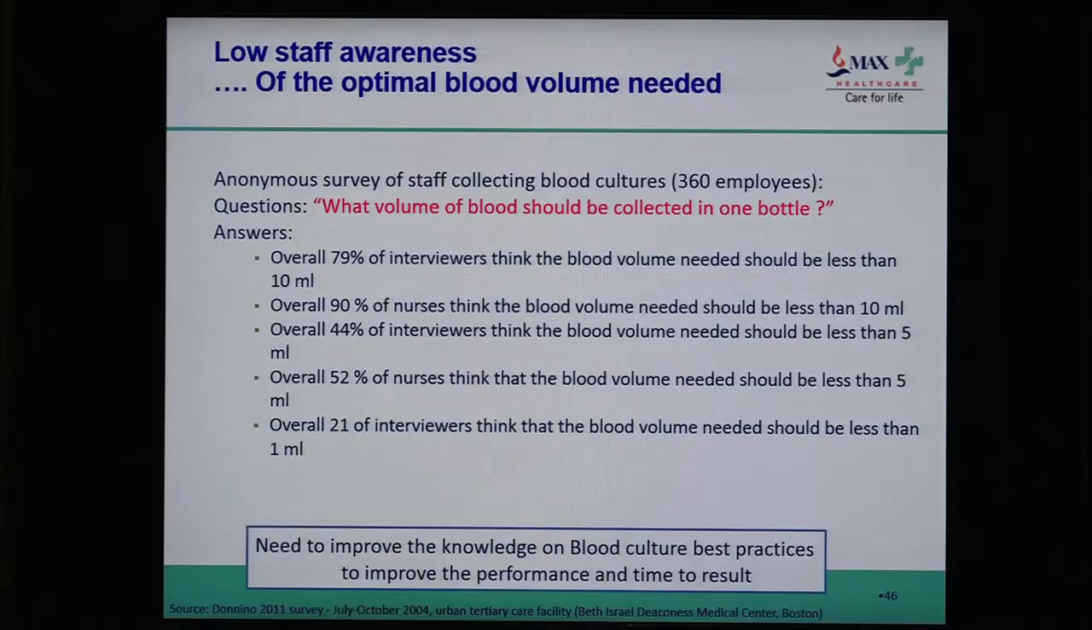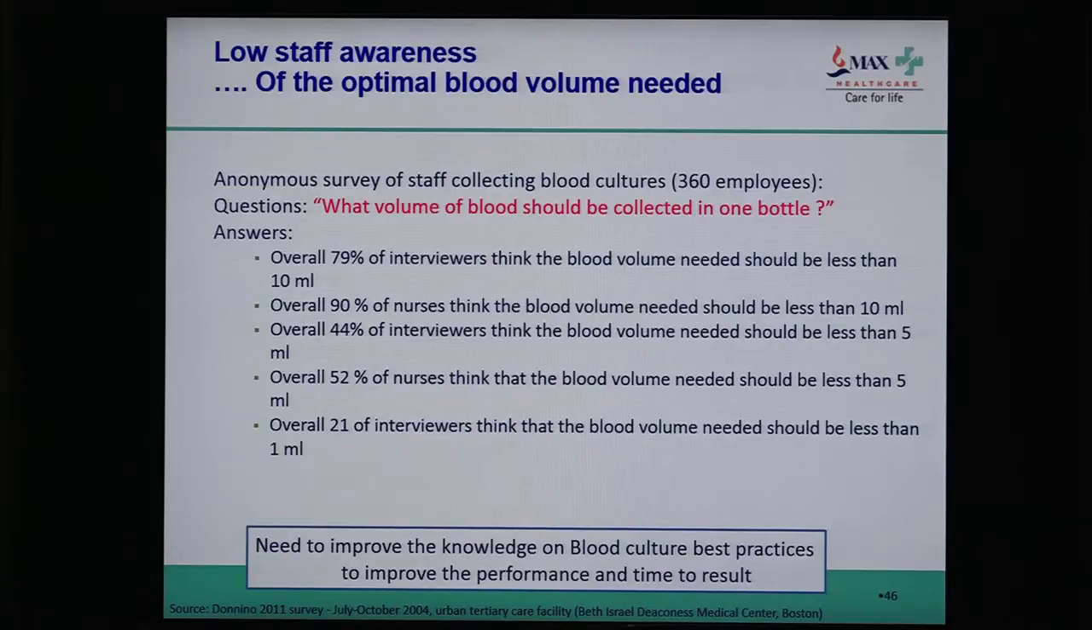Overall, 79% of the interviewers think that the blood volume needed should be less than 10 ml. Overall, 90% of the nurses think the blood volume needed should be less than 10 ml. So these are questionnaires they asked all the staff. Overall, 40% of the interviewers think that blood volume needed should be less than 5 ml. Means even 50% don't know the exact amount of blood. Yeah, this is a questionnaire.